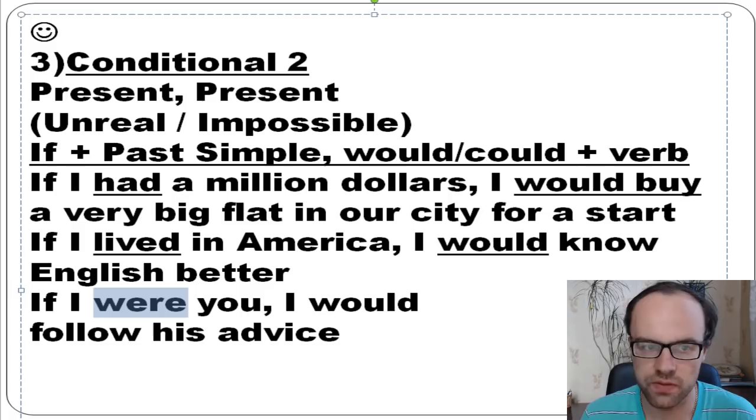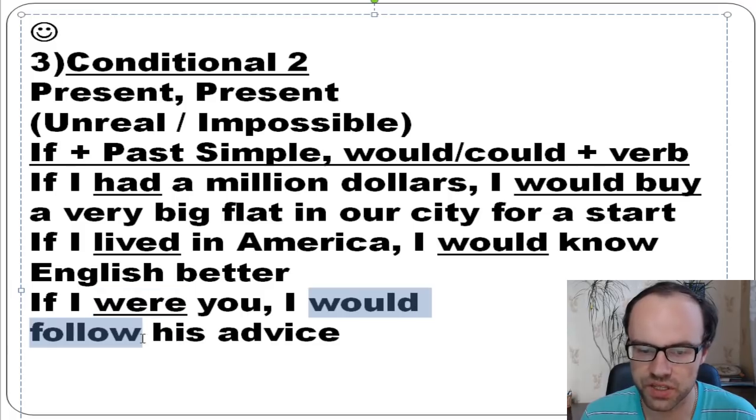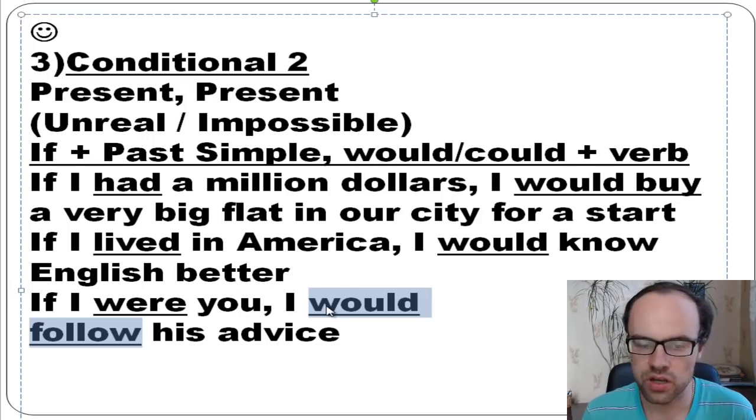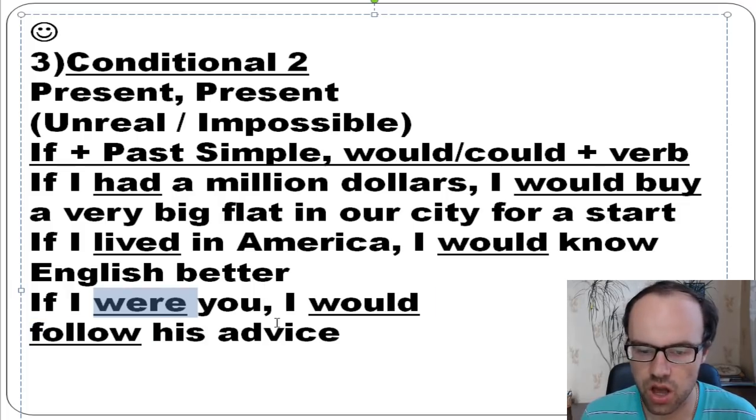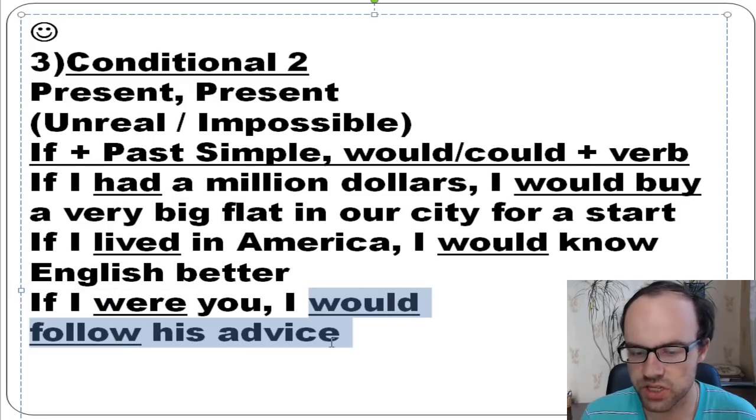I would follow his advice. If I were you, I would follow his advice. So you see, it's past simple, and you need to remember that we use were in conditionals, not was. So we say I were, if I were you, if he were you, if she were you, it's okay. So we use were, yeah, it's a rule for conditionals. You can use was, so you can say if I was, but you will sound more formal. So generally we use were, okay? So if I were you, yeah, so it's past simple, I would follow, so would plus verb, his advice. Okay, very good, very good.